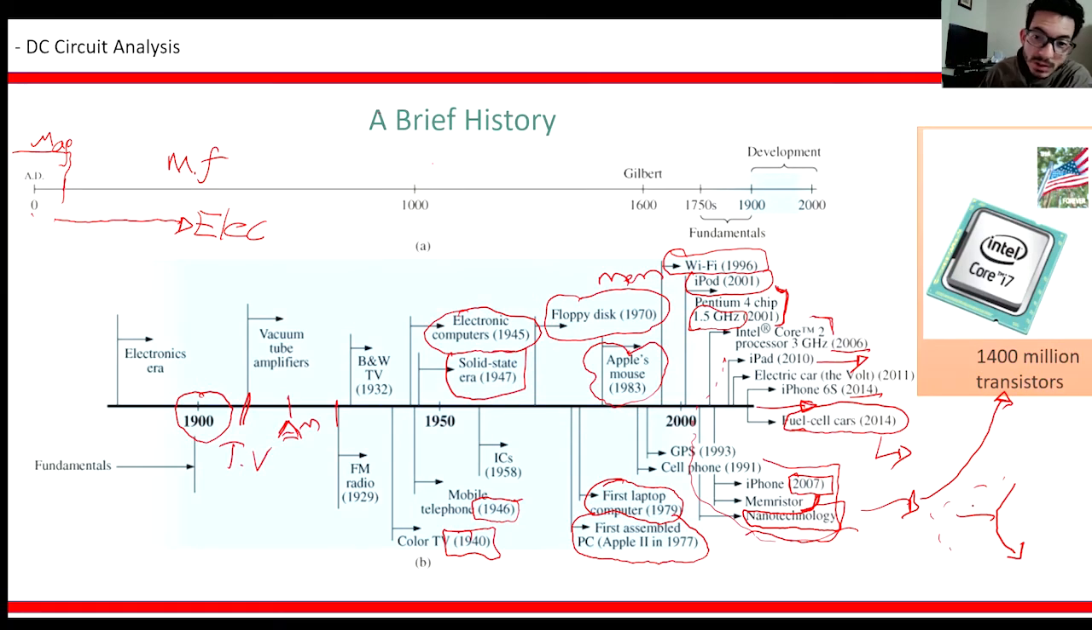And part of the introduction, I guess, could be that in electrical and electronic engineering, you have two main fields: passive elements and active elements. Passive elements are resistors, capacitors, inductors.